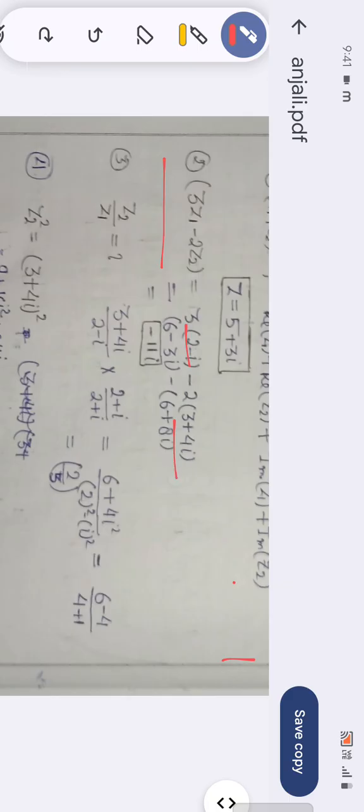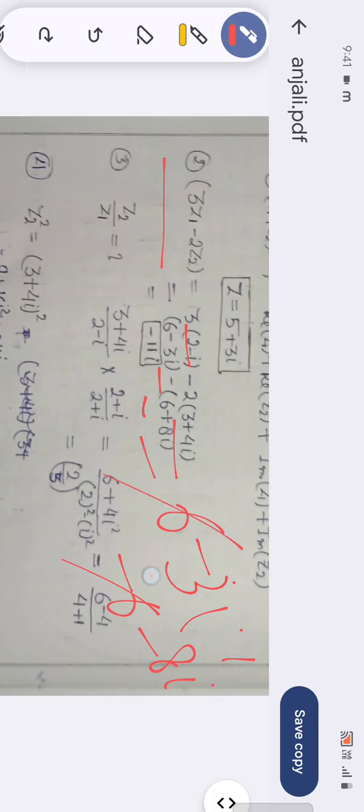Okay, we will multiply 3 to the first, giving 6 minus 3i, minus 6 plus 8i, and we will separate the real and imaginary parts. 6 minus 3i minus 6 minus 8i. The two terms with opposite signs and the same number will cancel, and minus 3i and minus 8i will be minus 11i, and this is a purely imaginary number.